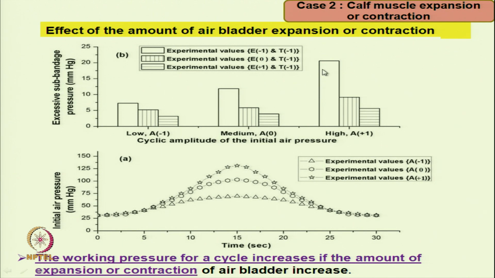And this trend shows that for short stretch bandage with a low extensibility, the increase is highest, followed by the medium stretch and low stretch. That means the working pressure for a cycle increases if the amount of expansion or contraction of bladder increases. So, this working pressure is increasing.